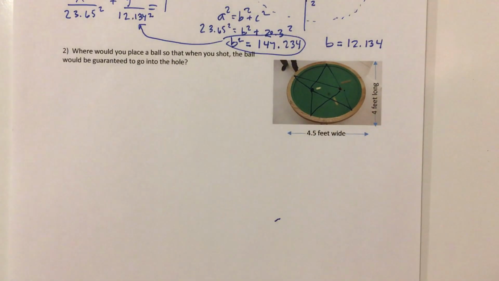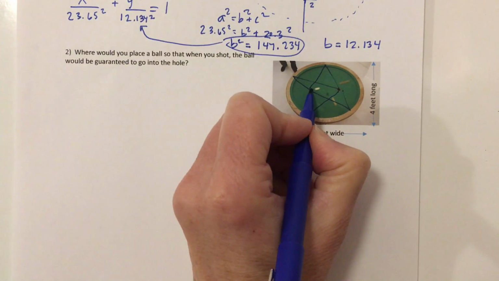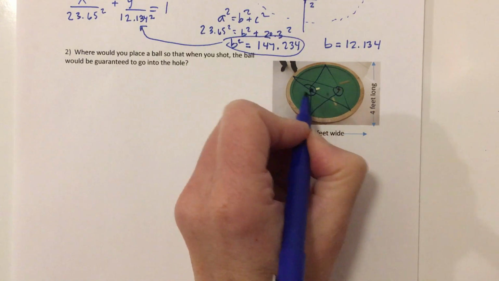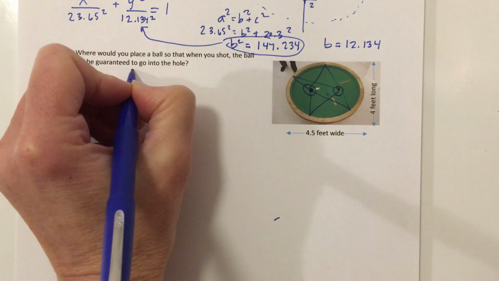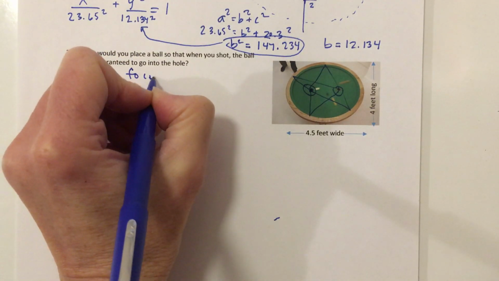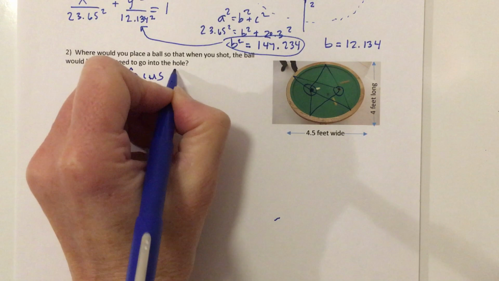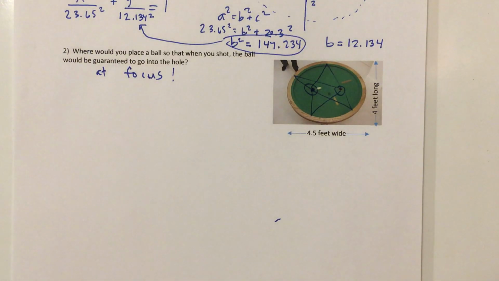Okay, so what would this be called right here? Okay, this and this, hopefully you realize, are the two foci. One of the foci is the hole. The other focus is where you would put the ball to shoot. So basically the answer is you would put it at the focus. But obviously I want you guys to tell me where exactly I would put it.